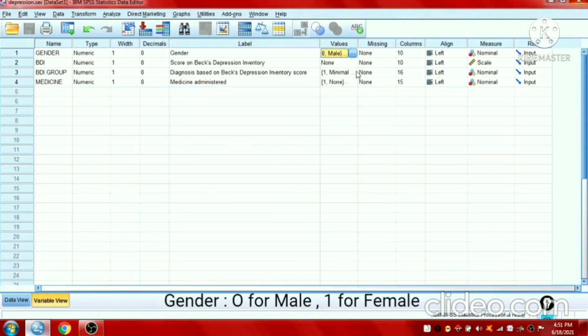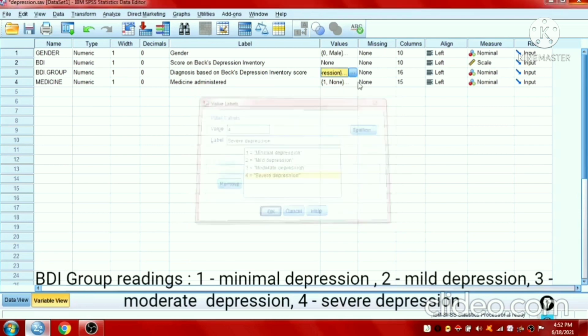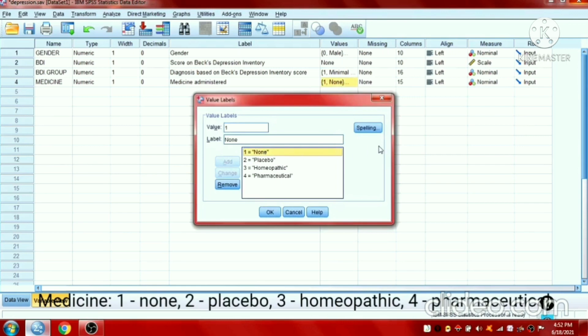The variables are: BDI group readings: minimal, mild, moderate, and severe depression. Medicine: none, placebo, homeopathic, pharmaceutical.